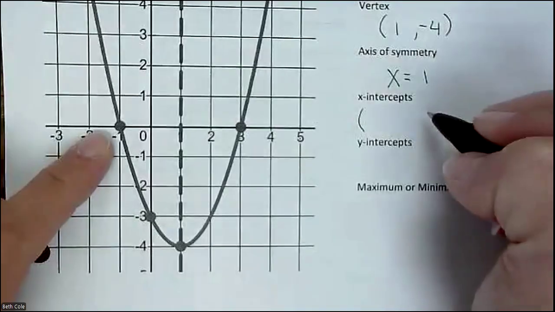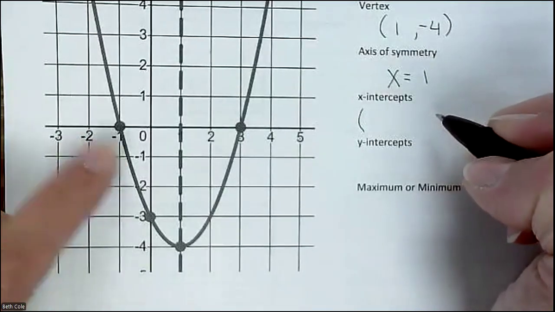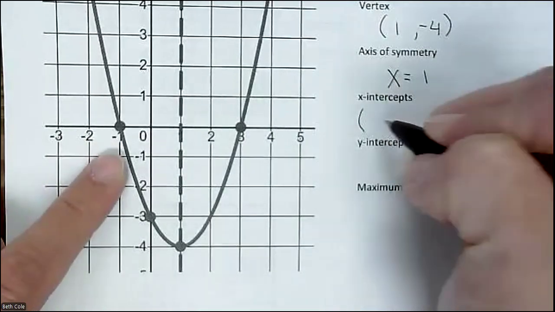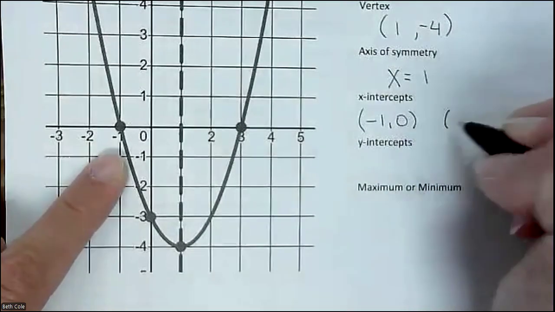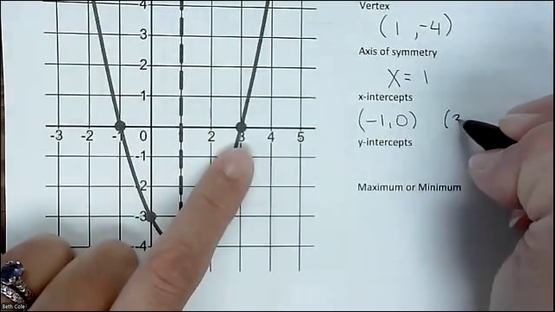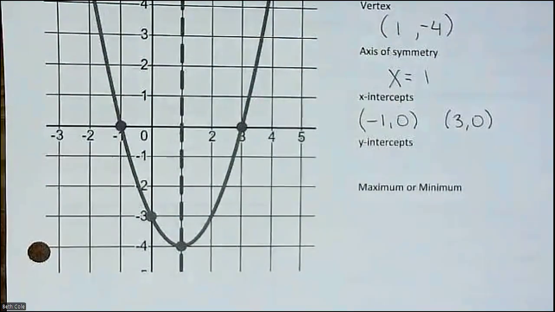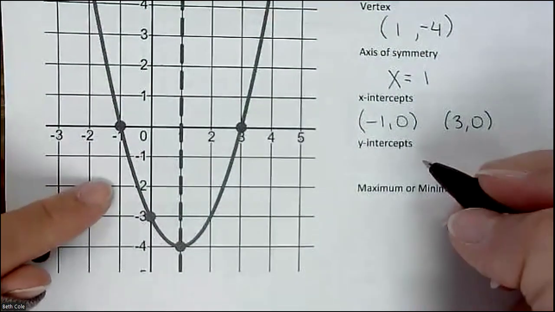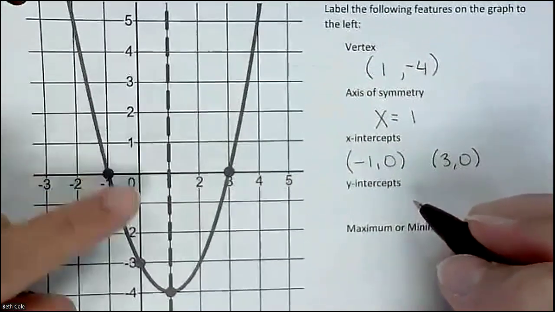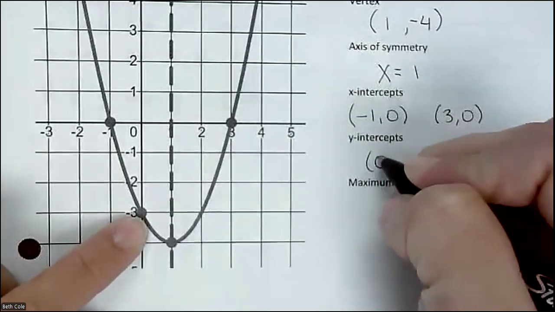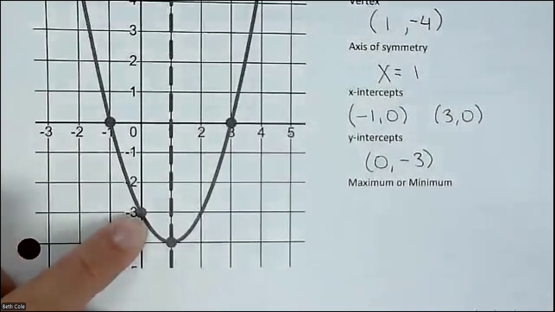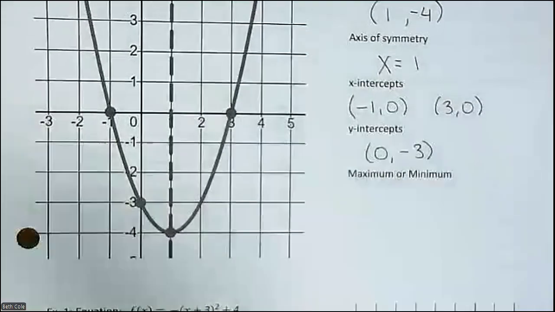All right, x-intercepts. There's 2 of them. What's this first one? -1, 0 is one of them. And then, good, thank you. 3, 0 is the other one. Y-intercept, down here, 0, -3. Good job.